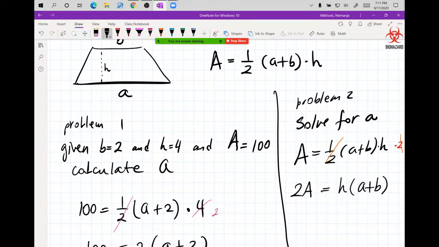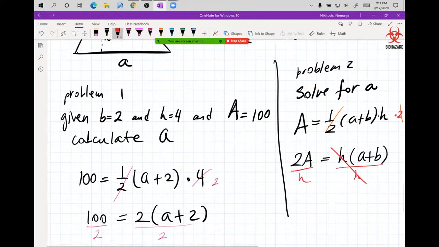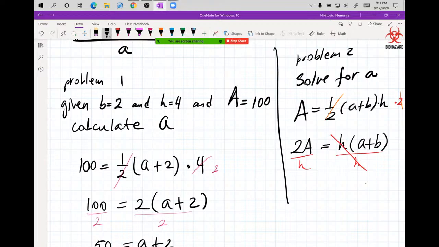Now, multiplication is commutative, so whether you put a plus b times h or h times a plus b, you can flip it anyway. 2 times 3 is 6, and 3 times 2 is 6, so the order doesn't matter. I'm still digging towards a, which means divide both sides by h to peel off that h. So I'm closer to a, and I have now 2a over h is equal to a plus b.